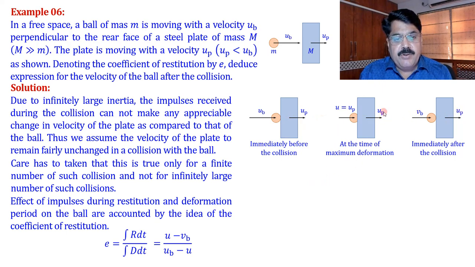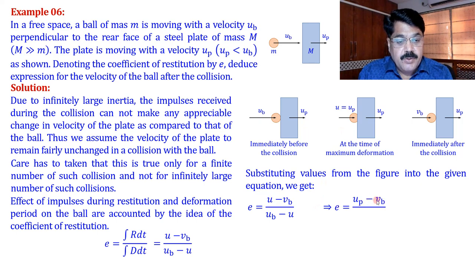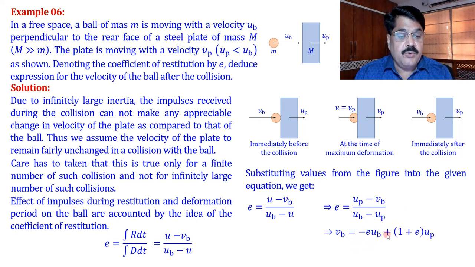Now we substitute values from this diagram into this equation. Substituting values from the figure into the given equation, we get e = (u − v_b)/(u_b − u). So u is u_p, and substituting here, e = (u_p − v_b)/(u_b − u_p), and we get v_b = −e u_b + (1 + e) u_p. So that is the general equation.